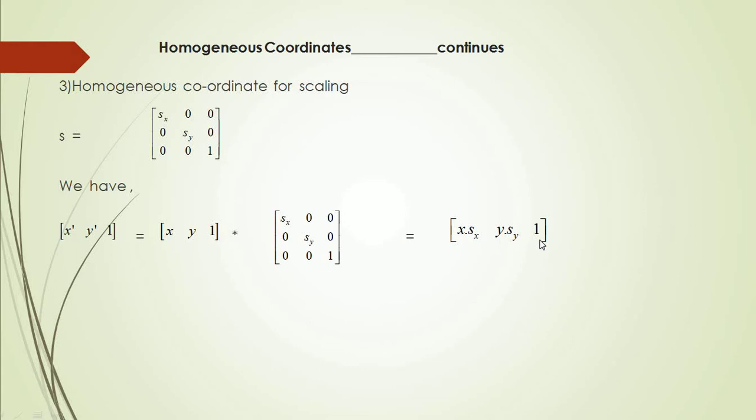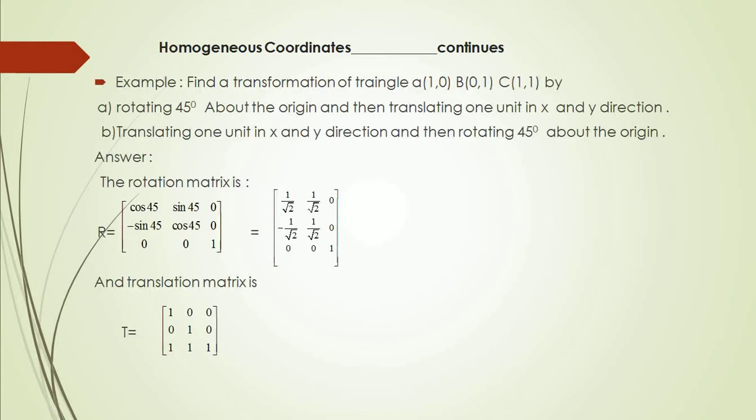In these homogeneous coordinates, there is one example we discussed in the previous lecture. The first question is rotating 45 degrees about the origin and then translating 1 unit in the x and y direction. The second question is translating 1 unit in the x and y direction and then rotating 45 degrees about the origin.